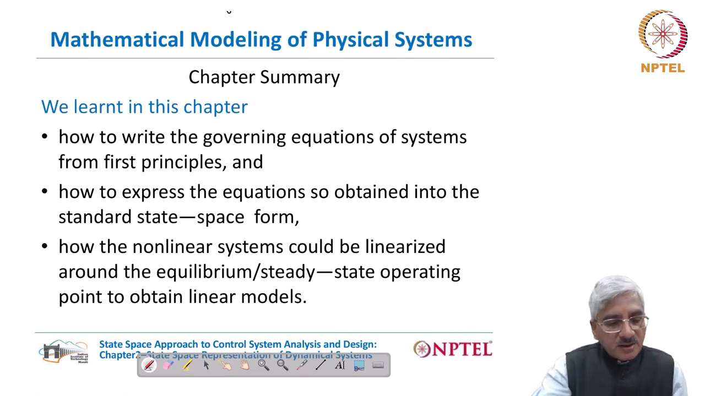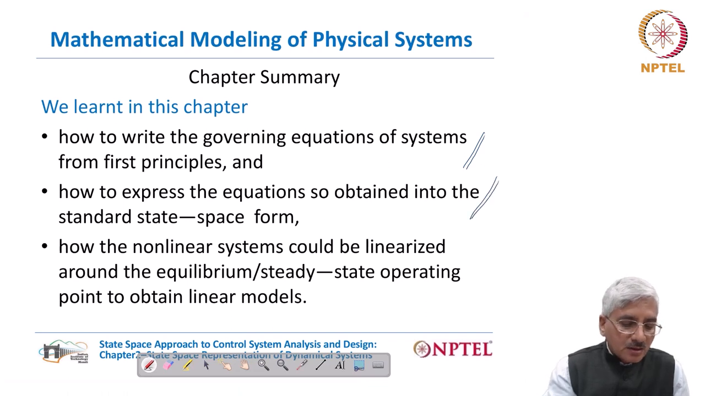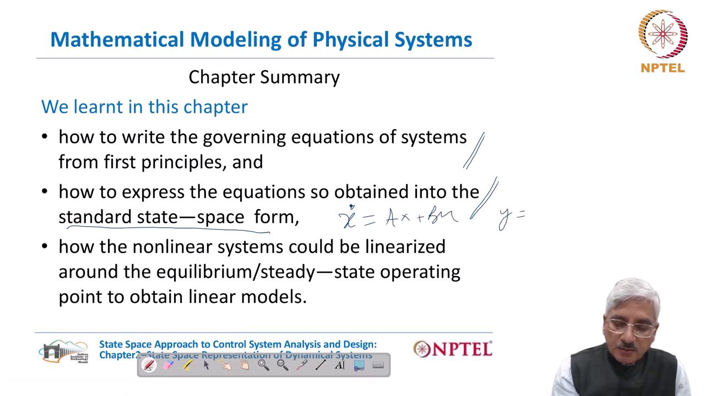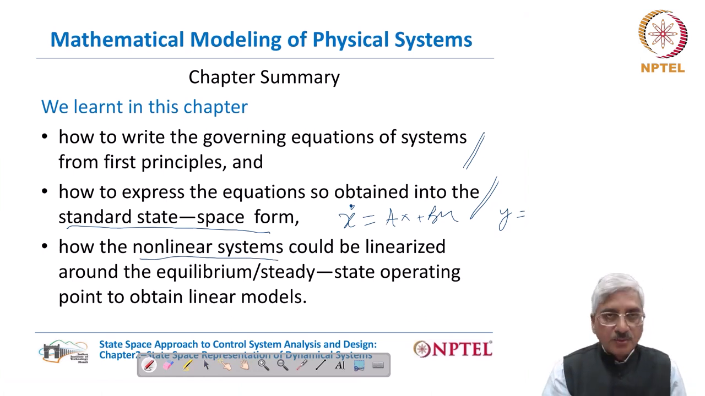That completes our chapter, and as a summary, you may please recall that we have learnt how to write the governing equations of different types of systems, and how to express these equations in the standard state space form of x dot equal to Ax plus Bu and y equal to Cx plus Du. And in some cases, when we encounter nonlinear equations, we have seen how to get their equilibrium and how to convert them into linear models. Thank you. With that, we come to the end of chapter 2.